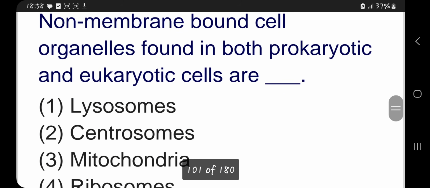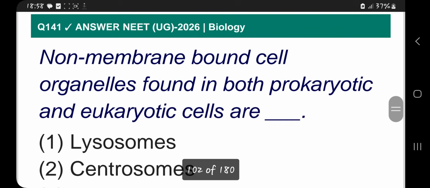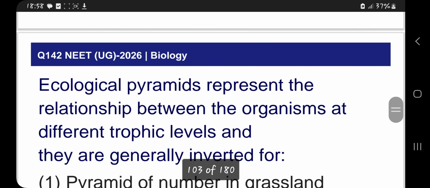Non-membrane bound cell organelles found in both prokaryotic and eukaryotic cells are ribosomes. The answer is ribosomes. Ribosomes in prokaryotes are of 70S type, and in eukaryotes they are of 80S type. You should be aware of that.